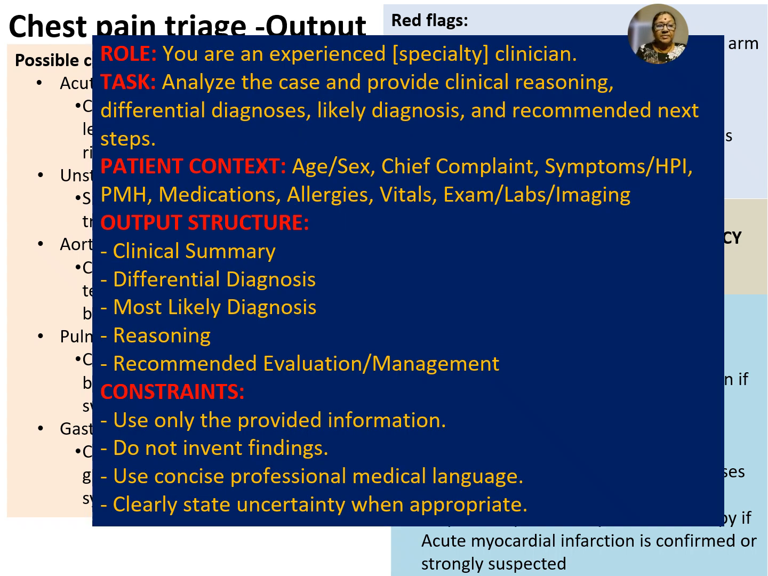So what did you give? You gave the role, you gave the task: analyze the case and provide clinical reasoning, differential diagnosis, likely diagnosis, recommended next steps. Patient context is given. An output structure: clinical summary, differential diagnosis, most likely diagnosis, reasoning, recommended evaluation and management, whatever format you want. Constraint: use only provided information, do not invent findings, use concise professional medical language, clearly state the uncertainty when appropriate. All this is typical, you can give in clinical research.